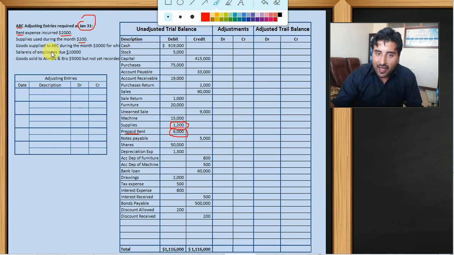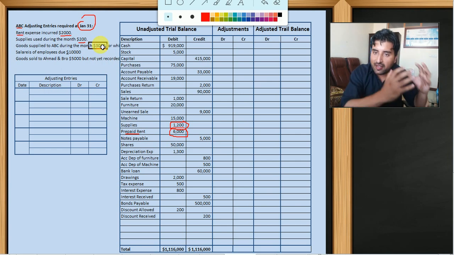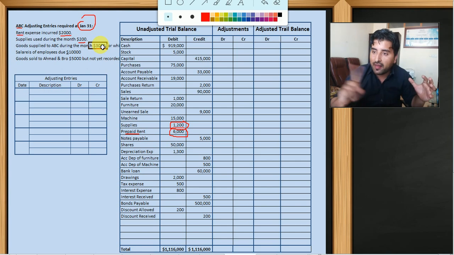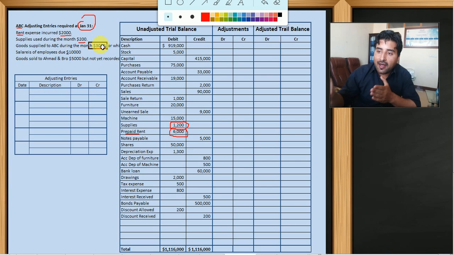Next we have goods supplied to ABC during the month, $3,000, right? So dear students, look here, goods supplied to ABC during the month, $3,000, for which the cash was received in advance. Keep in mind, when you receive cash in advance for services to be rendered in the future or for goods to be supplied in the future, then we are debiting the cash and we are crediting not the sale, right? Even though we have received for the goods, we have not supplied the goods, so we cannot call it our sale. So what should be credited? The unearned sale account is credited.